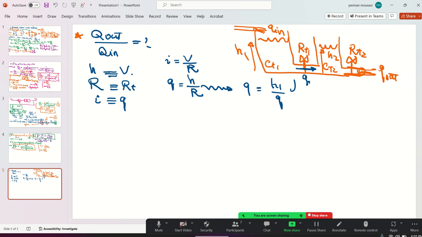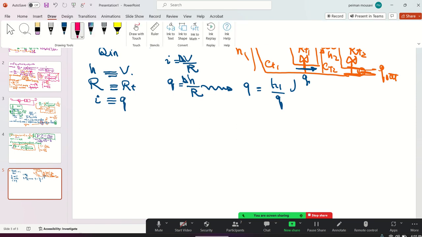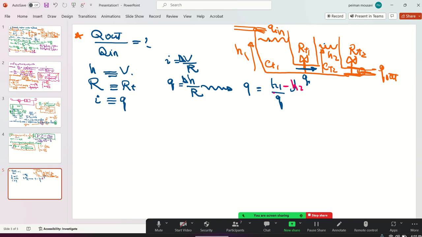Because this current or flow is between two tanks, you have delta H, or potential difference. So that's why you have to look at H1 minus H2 over R T1. We got it? Because it's between two potentials, Q. This is relation number 1.